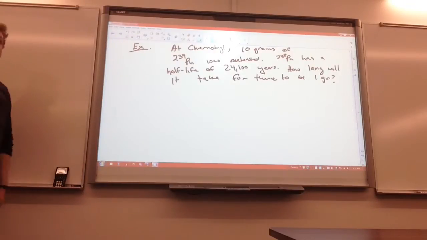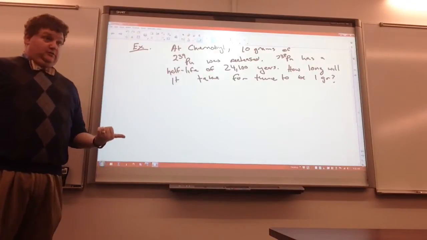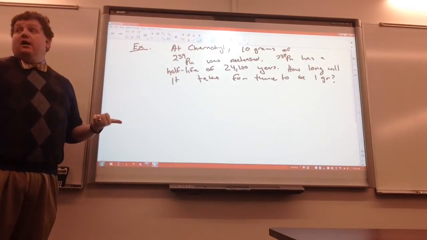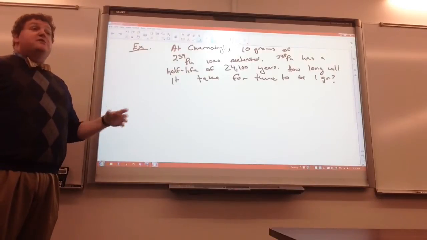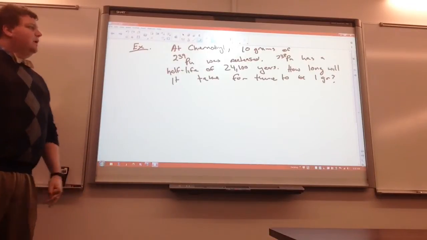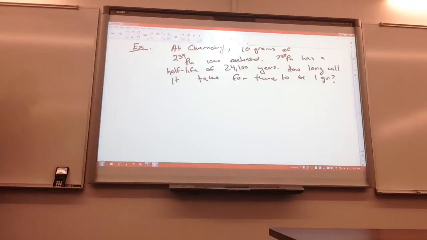So how does this go? Well, the key bit of information is our initial amount is 10 grams. So at time equals 0, we would get 10 grams, so C would be 10. Next, we're trying to figure out the time it would take to get 1 gram. The thing we're missing here is a constant, the growth constant, or in this case, the decay constant. So we've got to figure out what that is. I'm going to figure that out by using the fact that the half-life is 24,100 years. What does half-life mean? In 24,100 years, there'll be 5 grams.